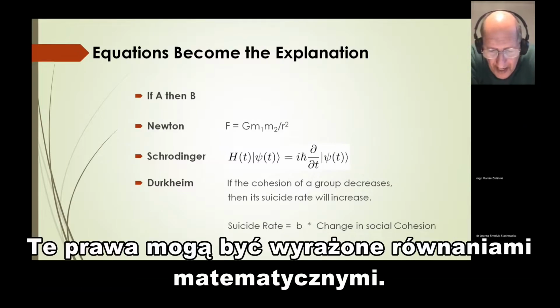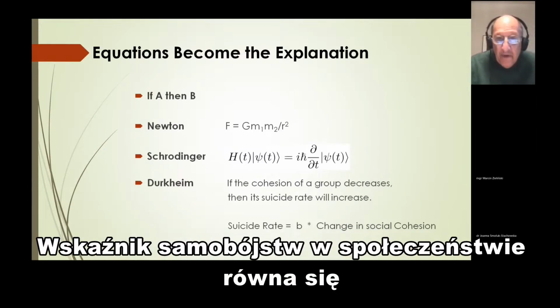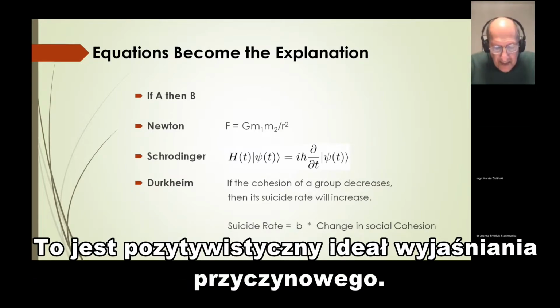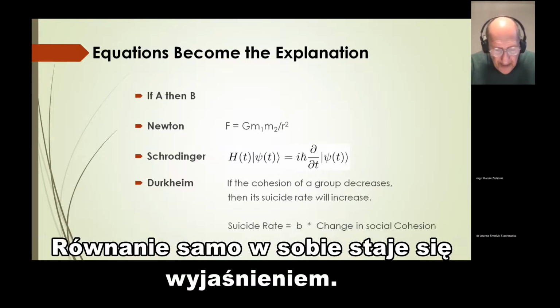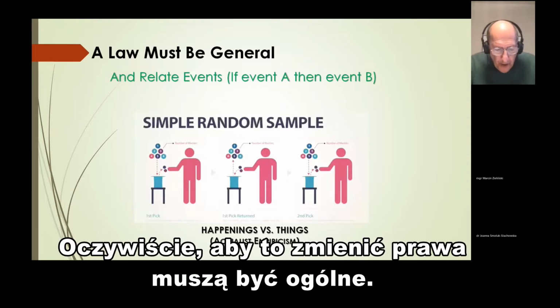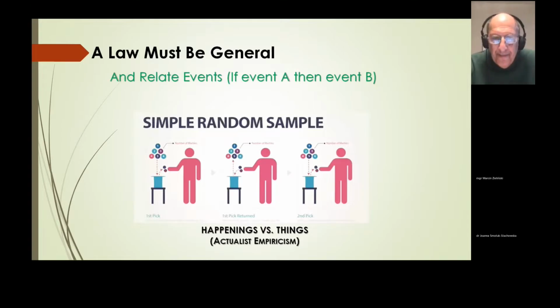These laws can be expressed by mathematical equations. So you see Durkheim's law at the bottom expressed by an equation. The suicide rate of a society equals the level of social cohesion times some parameter. This is the positivist ideal of causal explanation. The equation itself becomes the explanation. Of course, for this all to work, laws must be general, hence the methodological privilege of statistics.